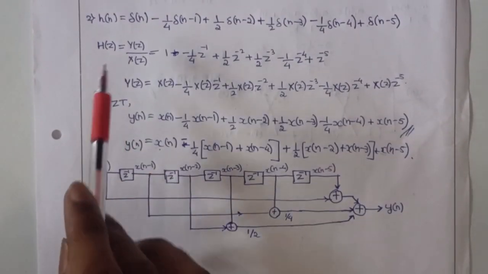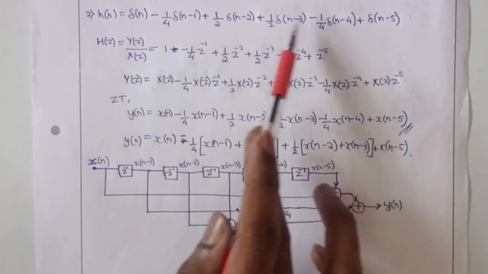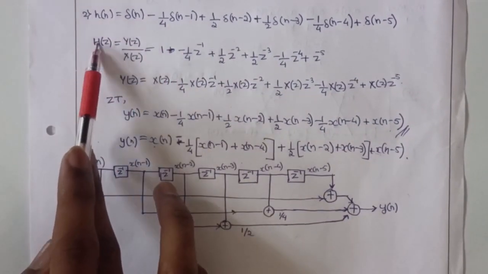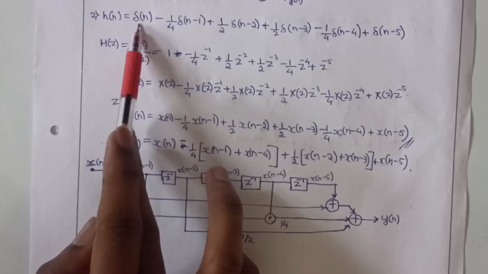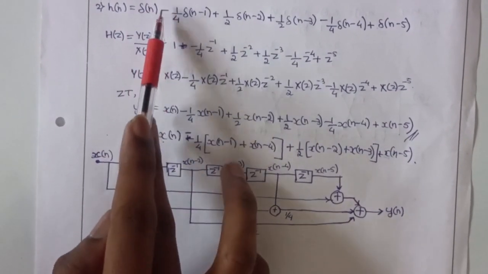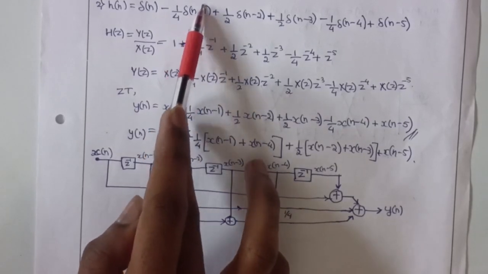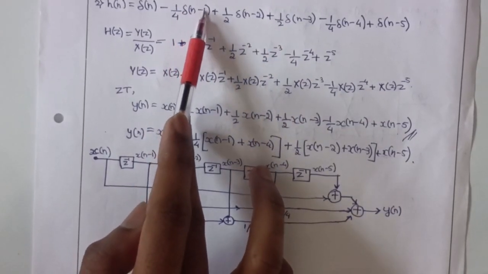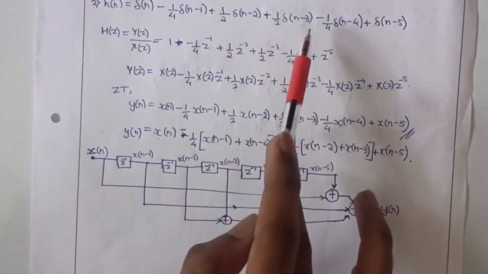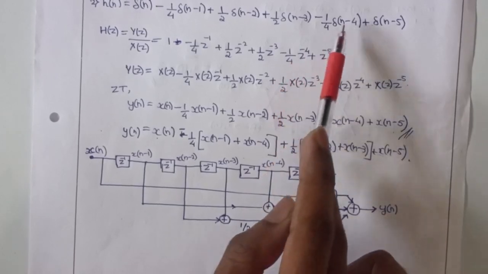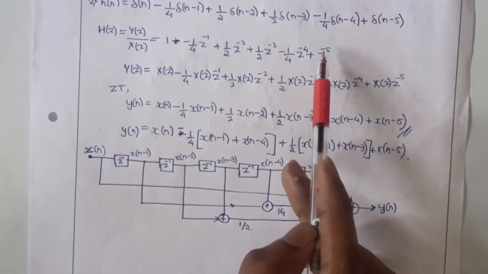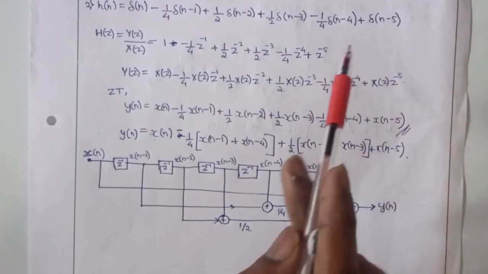Let us take another numerical where h of n, the impulse response, is given with particular delays. We have to take the z transform of this equation. H of z is equal to, this is impulse response delta of n. The magnitude of the first term is 1, then minus 1 by 4 z raised to minus 1, 1 by 2 z raised to minus 2, 1 by 2 z raised to minus 3, minus 1 by 4 z raised to minus 4 plus z raised to minus 5. There is no coefficient term for this delta, hence z raised to minus 5 is written directly.